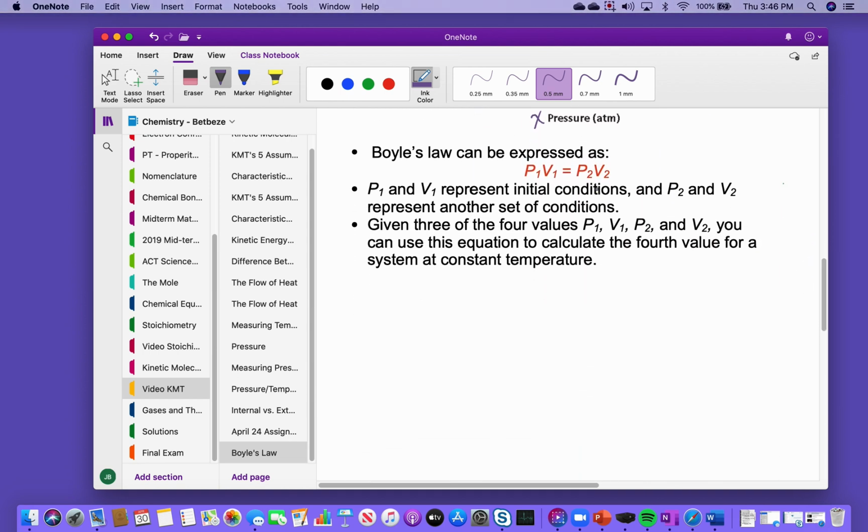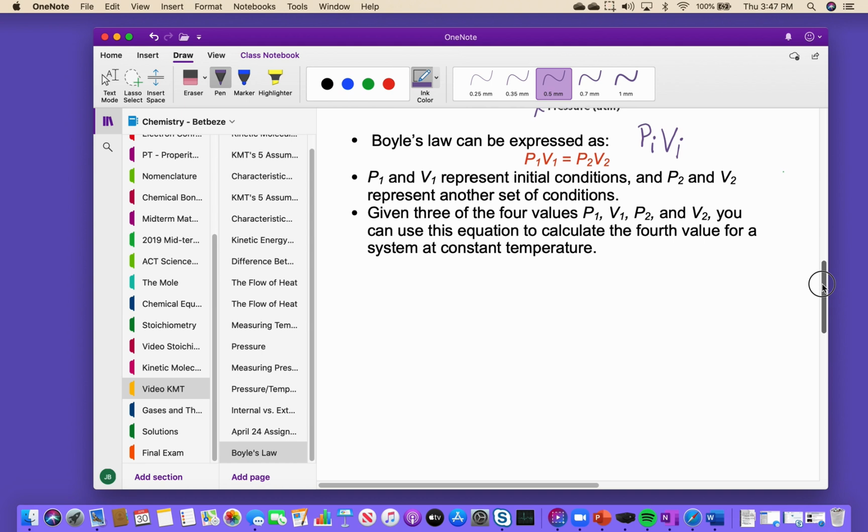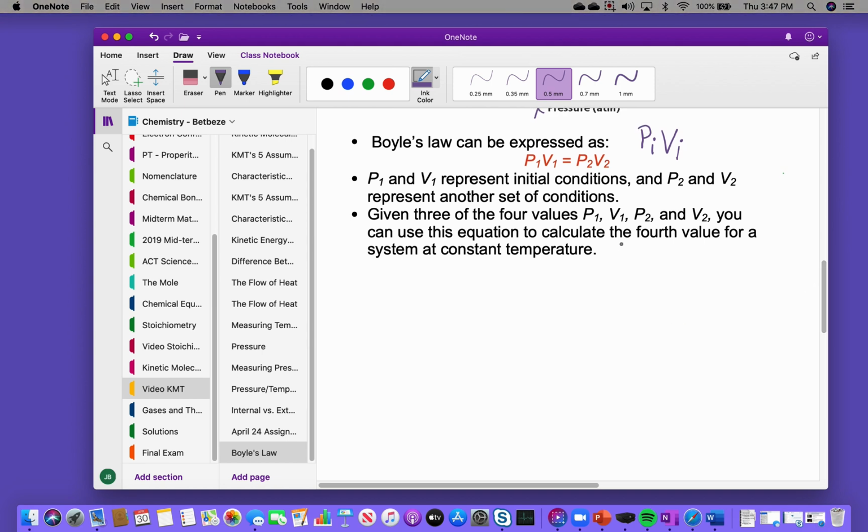Make sure you know your formula for Boyle's law. Notice here I have P1 times V1. Every now and again, if you go to a YouTube video or on different websites, you may see that written as P sub i, so initial pressure, initial volume. Okay, just in case you might see it written a little differently on a website or a YouTube video. You need to make sure that if you are given 3 of these factors that you can solve for the 4th one.